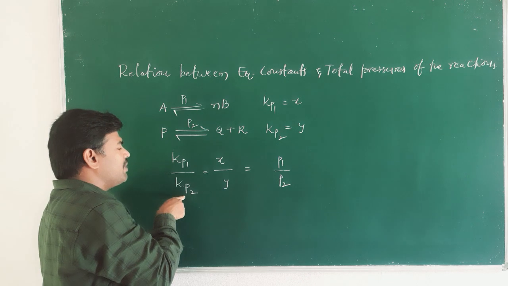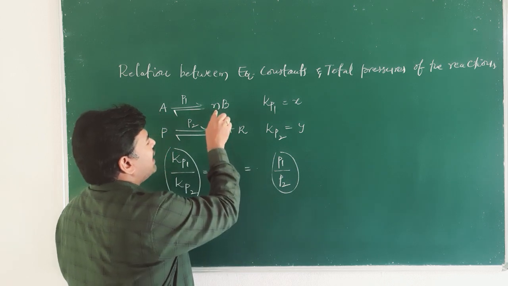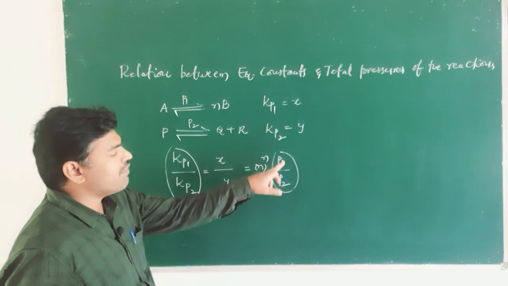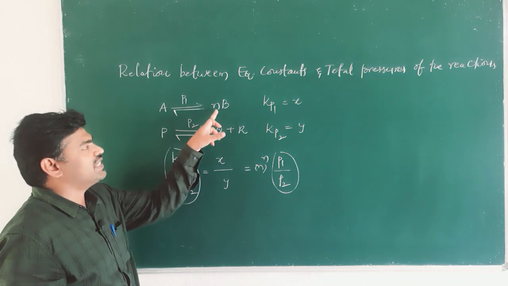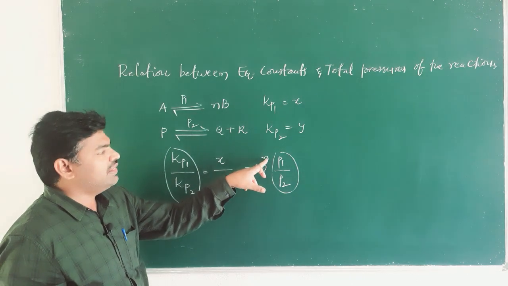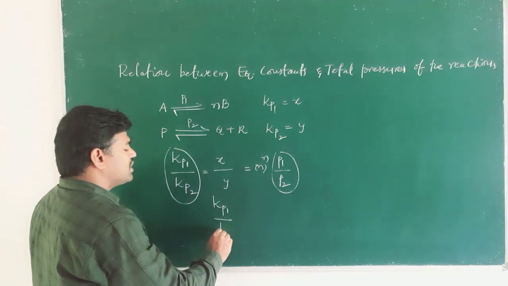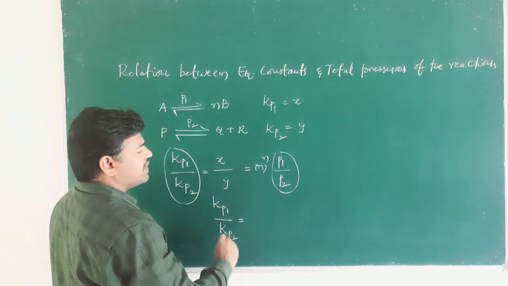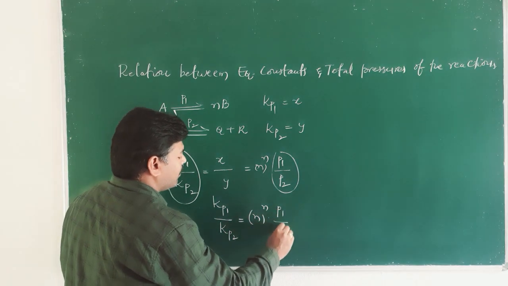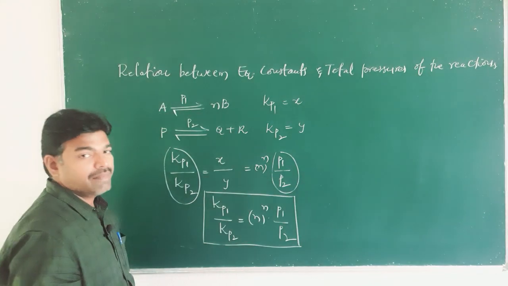Okay, so there exists a relation between equilibrium constants and total pressures by the relation KP1 by KP2 equals (P1 by P2) to the power n. You just take this n moles and apply it as a power of n, then you write P1 by P2. So this is the relation between equilibrium constants KP1 and KP2, and the total pressures of the reactions, P1 by P2.